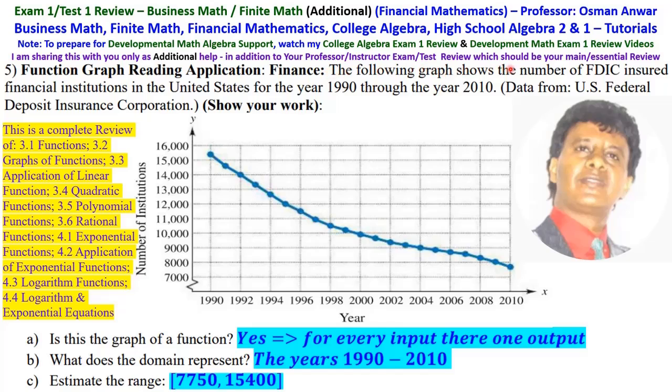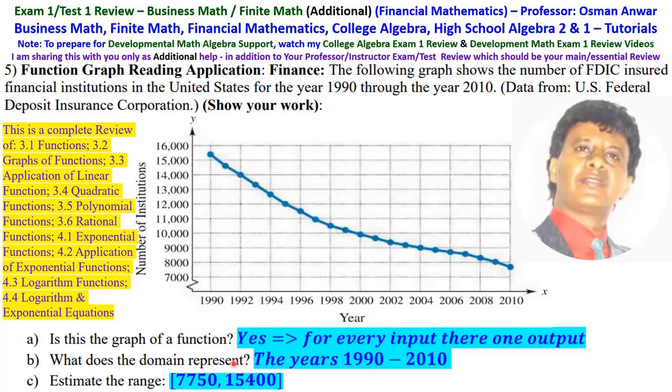Finance. The following graph shows the number of FDIC insured financial institutions in the United States for the year 1990 through year 2010. Number A: is this the graph of a function? If you run a vertical line test, the vertical line crosses this graph only at one point. That means yes, this is a graph of a function.